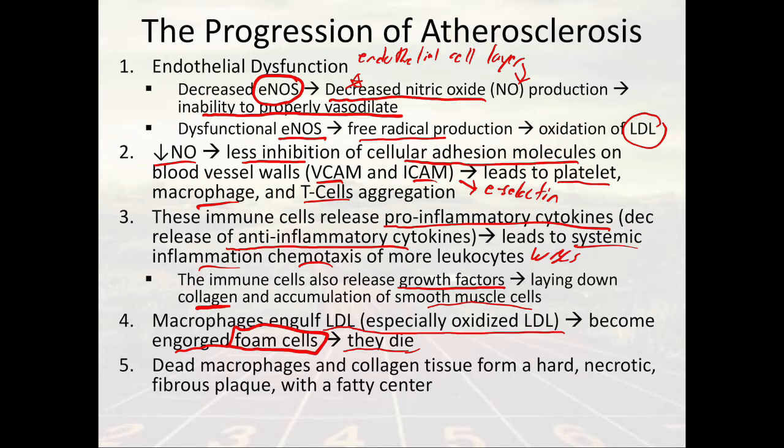And then they're just stuck there, this big fatty dead cell. So now we have part of our plaque being formed, which is made up of dead macrophages, collagen tissue, as well as those smooth muscle cells. And then we have this hard, necrotic, fibrous plaque with a bunch of fat in the center, which was that LDL. And that's really the formation of the plaque.